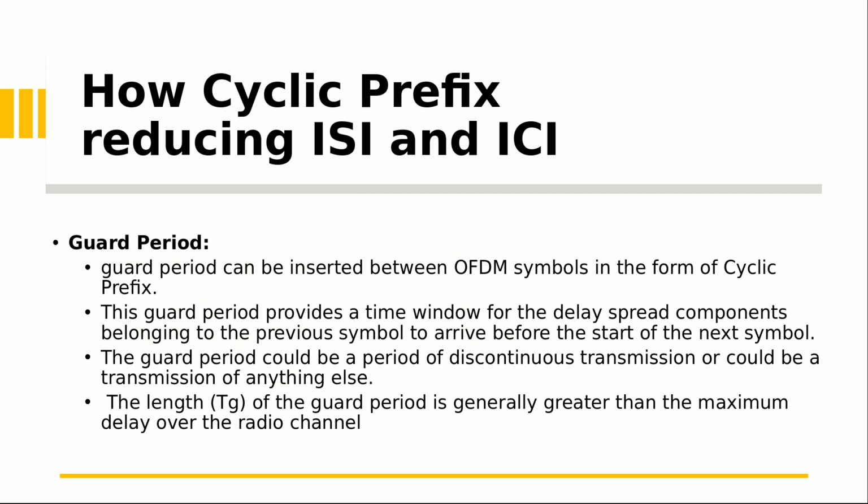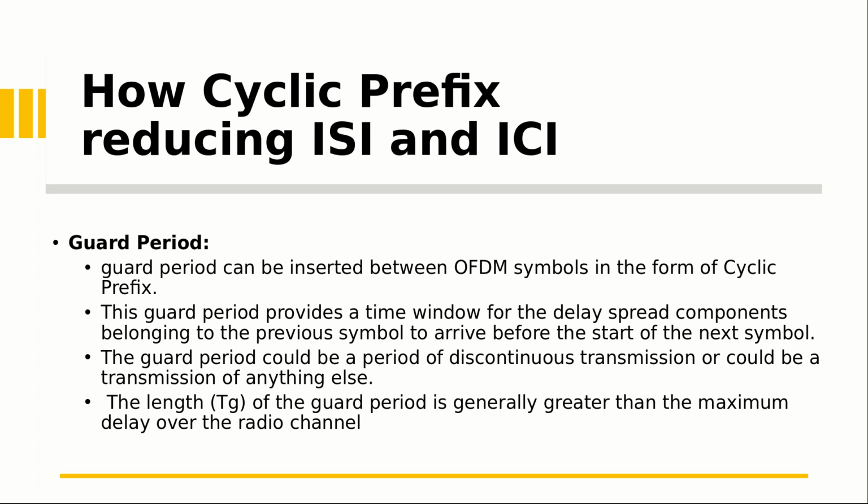So how does this CP reduce the ISI? As I told, a guard period can be inserted between OFDM symbols in the form of a CP. That CP provides a time window for the delay spread components belonging to the previous symbol, which arrive before the start of the next symbol.